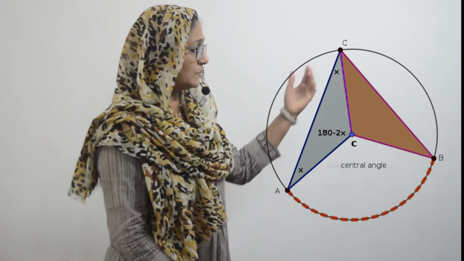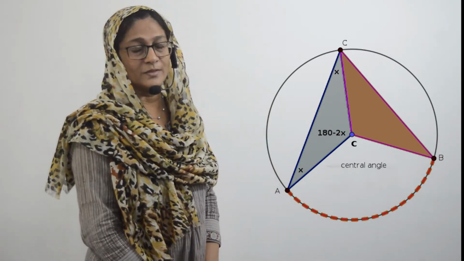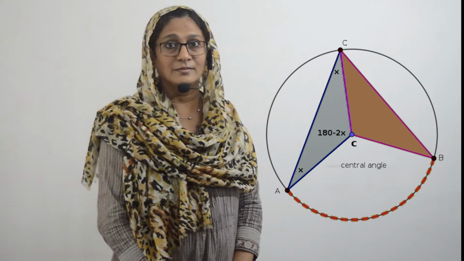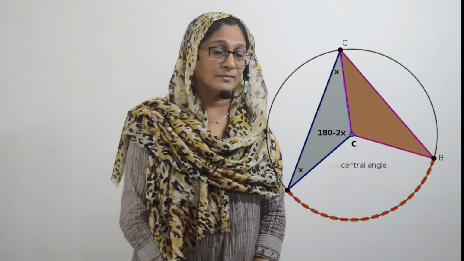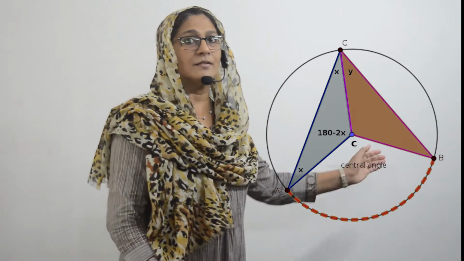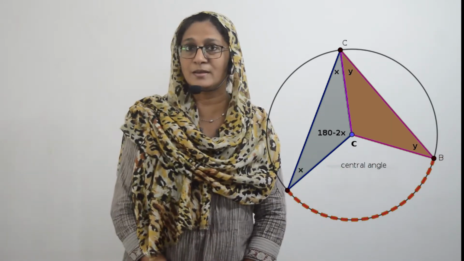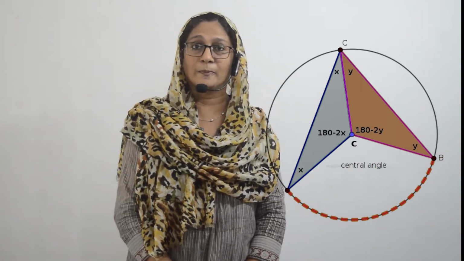The same case can be seen in the other small triangle. It is also an isosceles triangle. Let's say the equal angles are y and y. And the third angle will be 180 minus 2y.